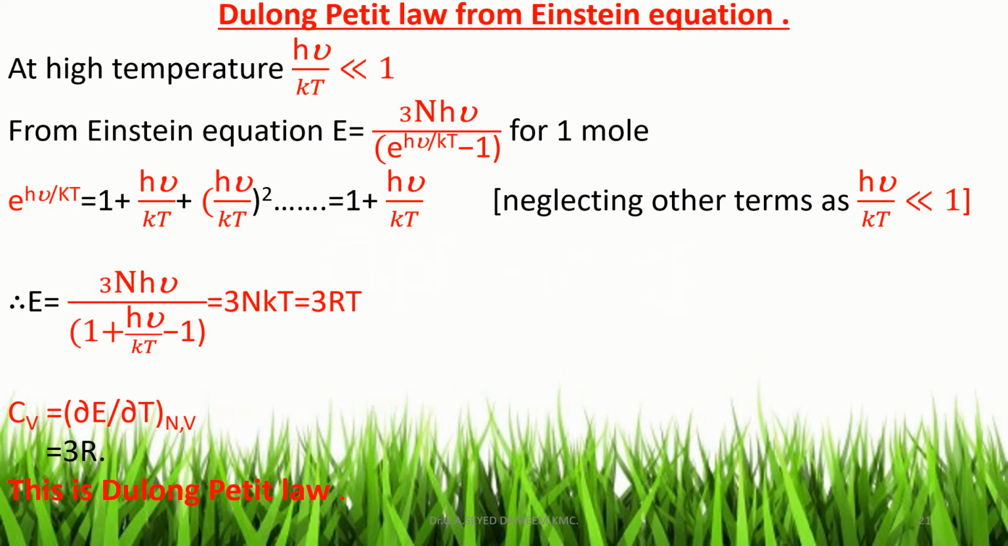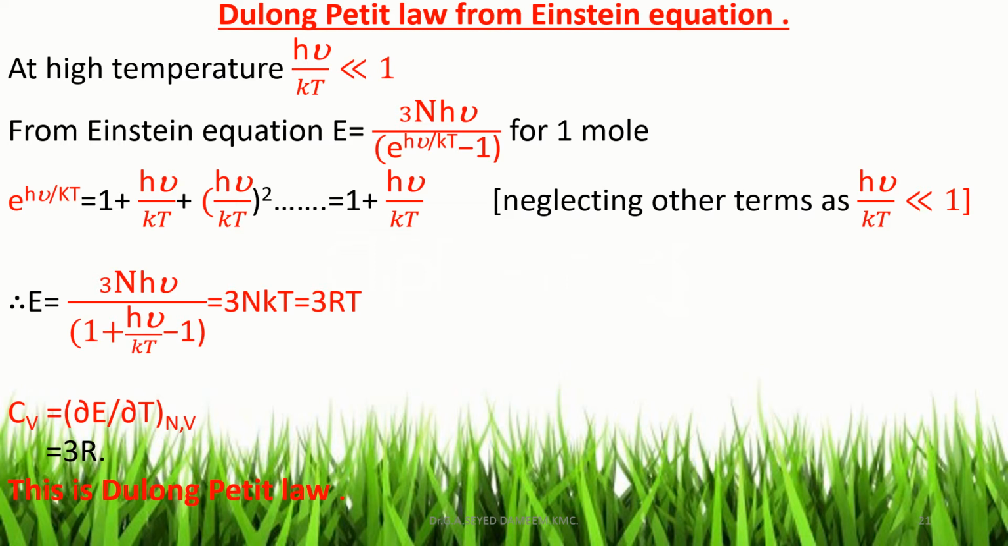As the temperature is in the denominator, the total value of h nu by kT is very low, less than 1. So from the Einstein equation, E is equal to 3N h nu divided by e power h nu by kT minus 1, that is the energy for 1 mole. The exponential term e power h nu by kT can be written as 1 plus h nu by kT plus (h nu by kT) whole square, etc. As the value of h nu by kT is very small, neglecting the third term, the value of e power h nu by kT is given by 1 plus h nu by kT.